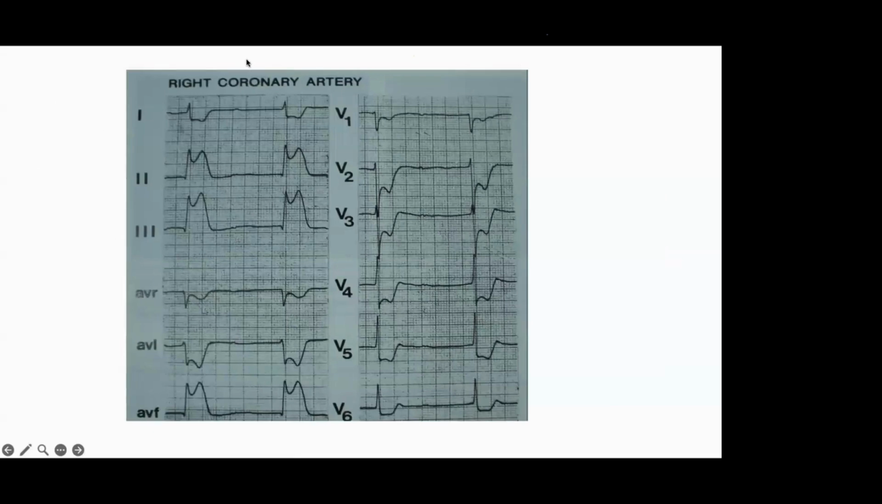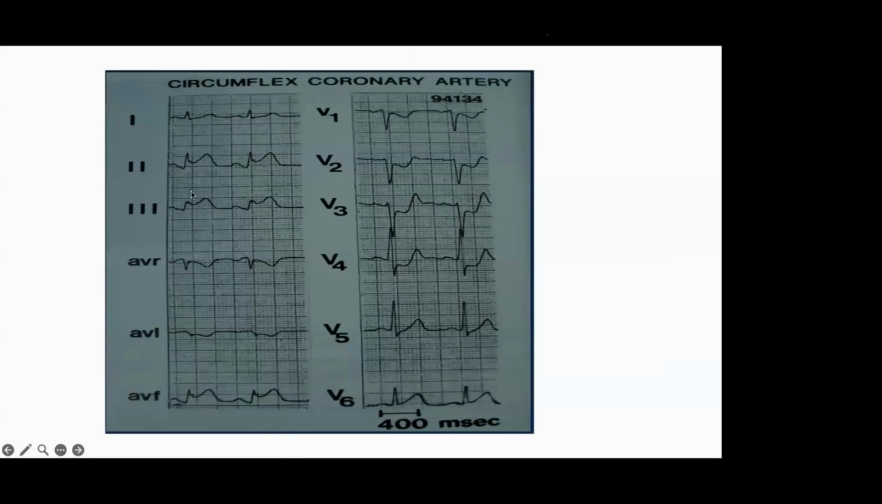This one, which artery? 3 or 2? 3 is more, no? This is RCA. This one, which is more, 2 or 3? And in 1 and aVL you will also have to look at the changes. This is which one?